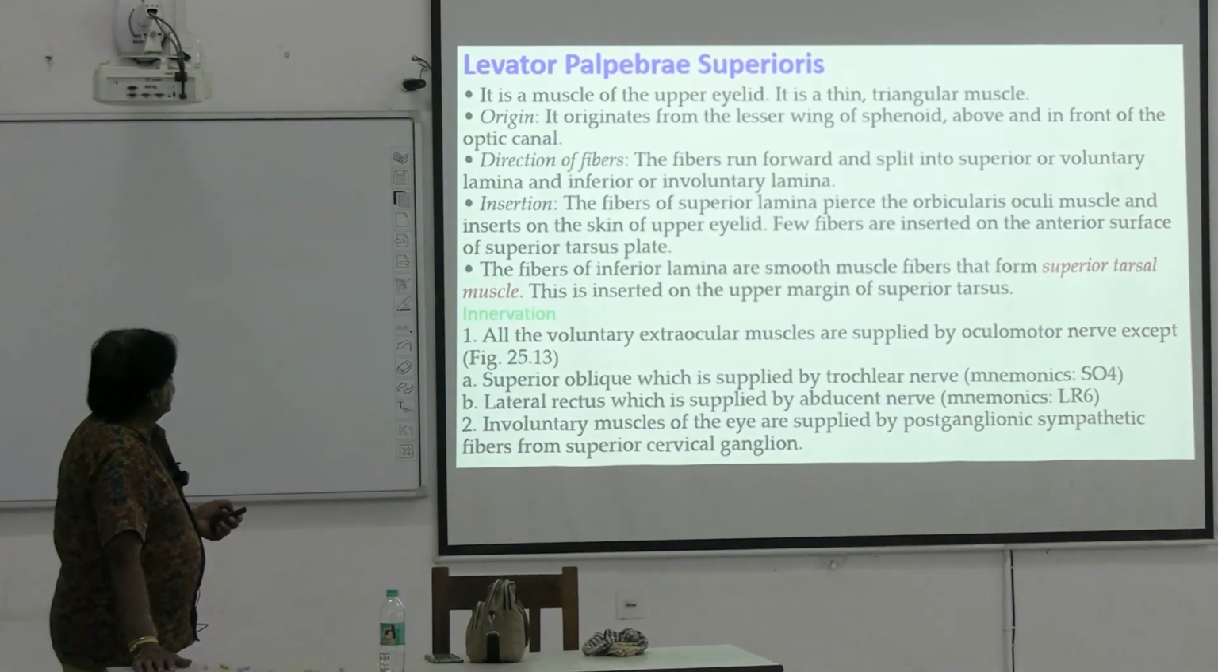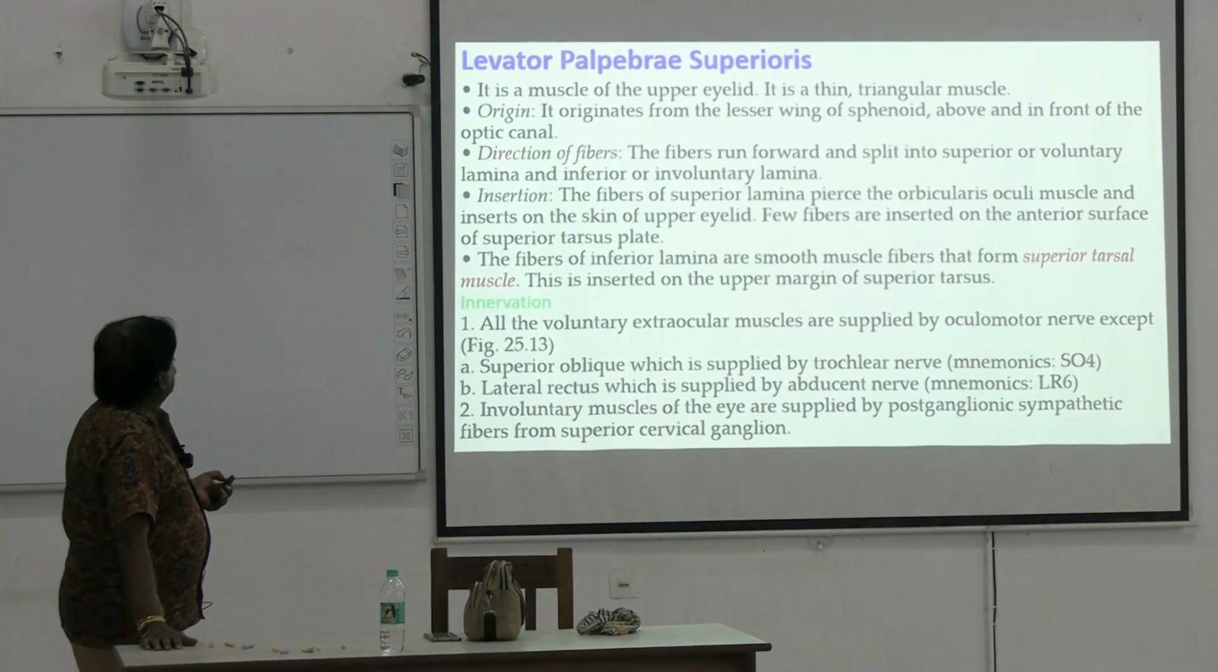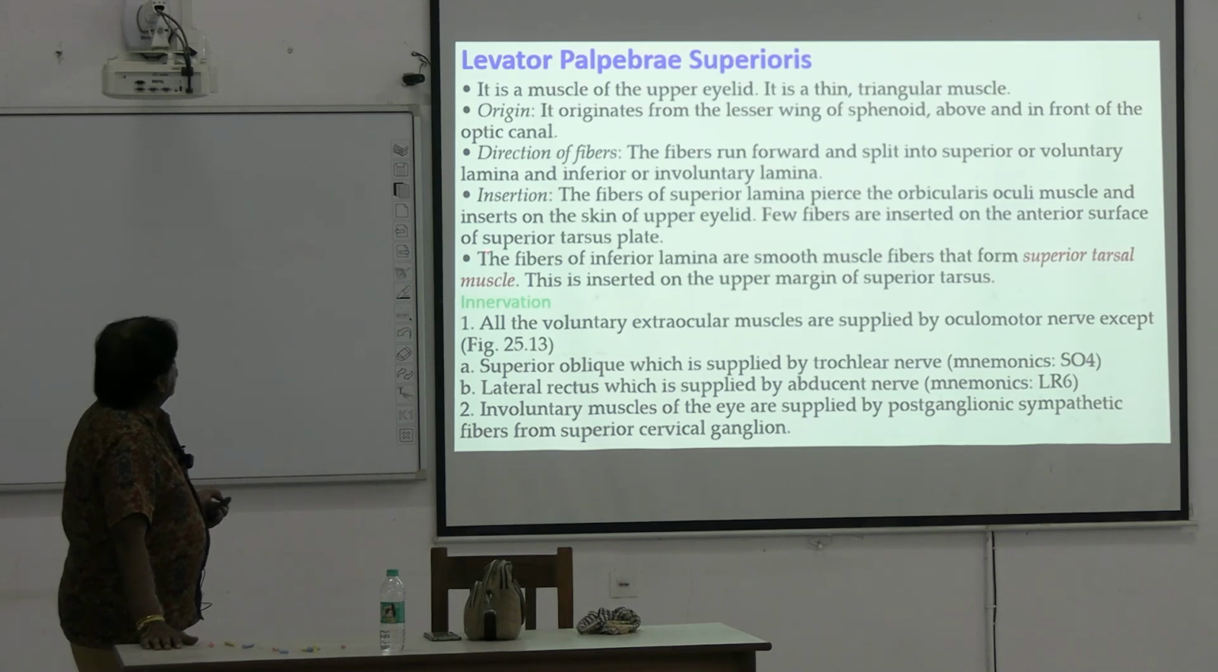Levator Palpebrae Superioris is a muscle of the upper eyelid. It's a thin triangular muscle, originating from the lesser wing of the sphenoid above and in front of the optic nerve. Now, you have to read the fibers: the inferior lamina are smooth muscle fibers, the superior tarsal muscle. This is inserted in the upper margin of the superior tarsus.